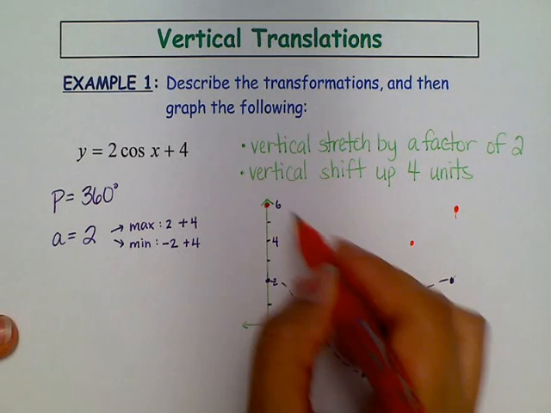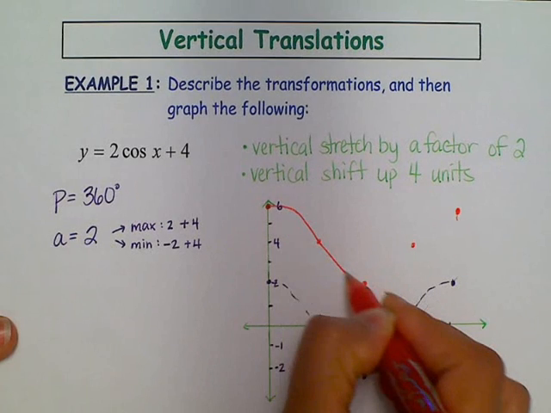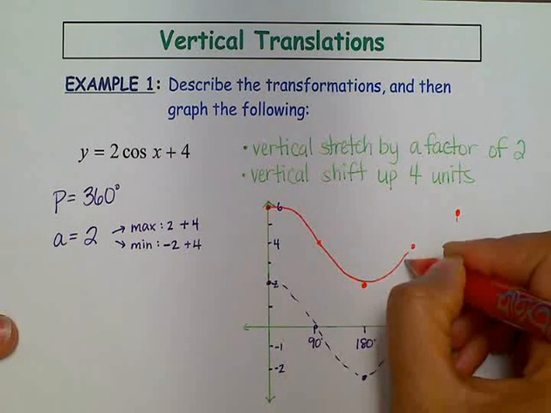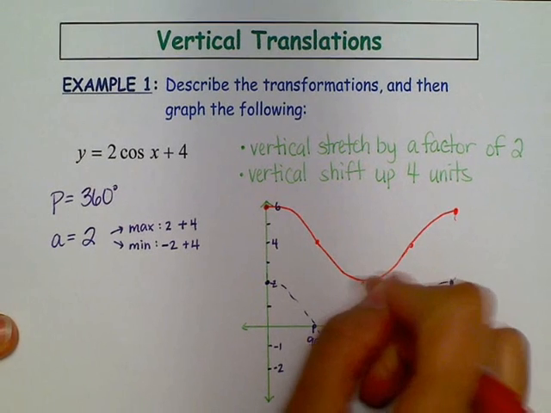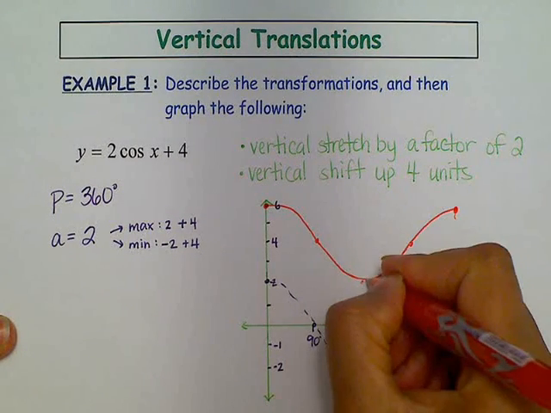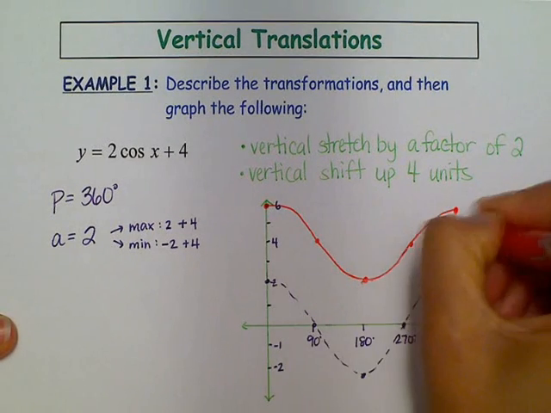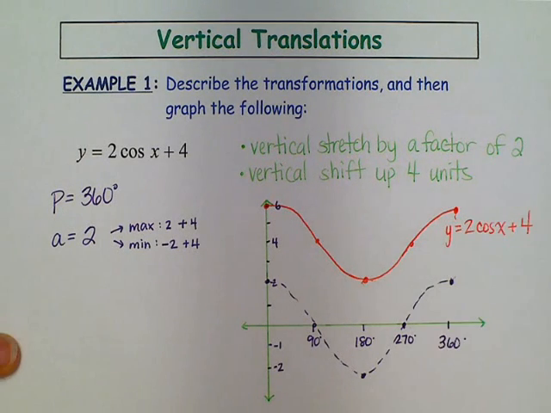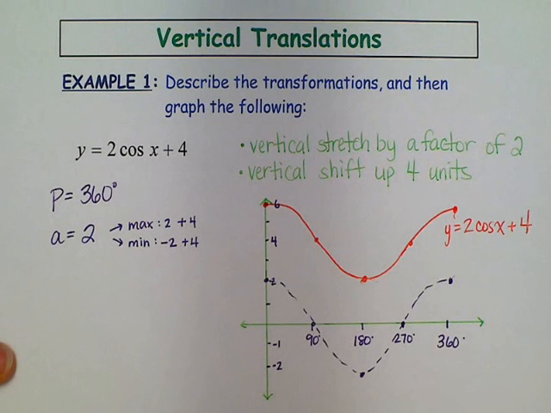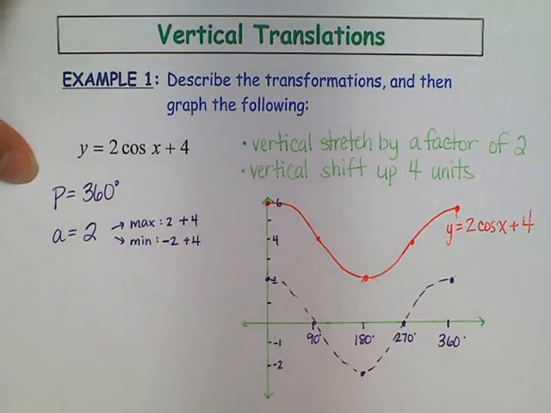And so you should notice the same kind of graph. And now if I sketch a curve, and this one's going to be a solid one because this is the graph I actually want, there's the cosine function shifted up 4 units. So this is y equals 2 cos x plus 4. Okay, so vertically stretched by a factor of 2 and shifted up 4 units.